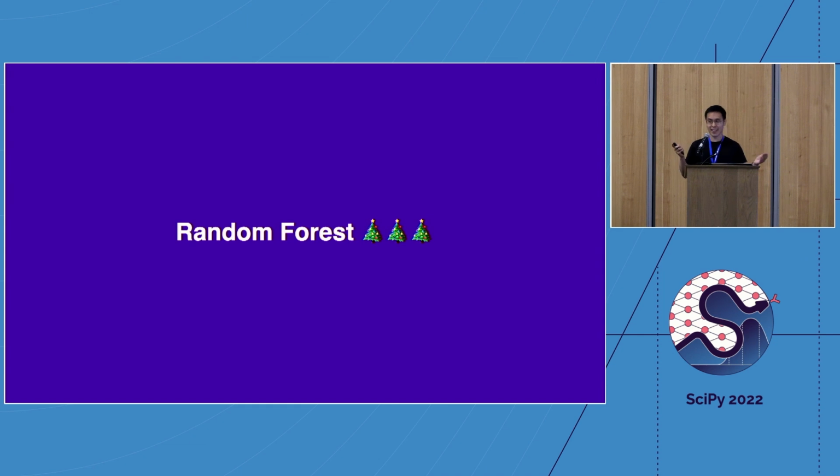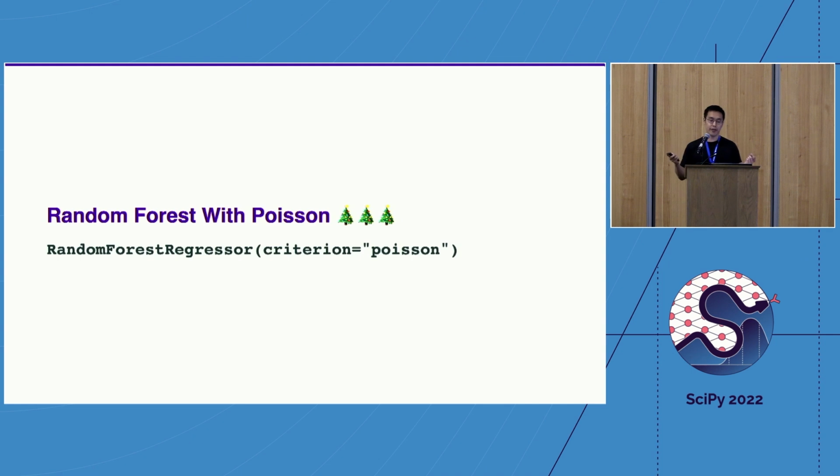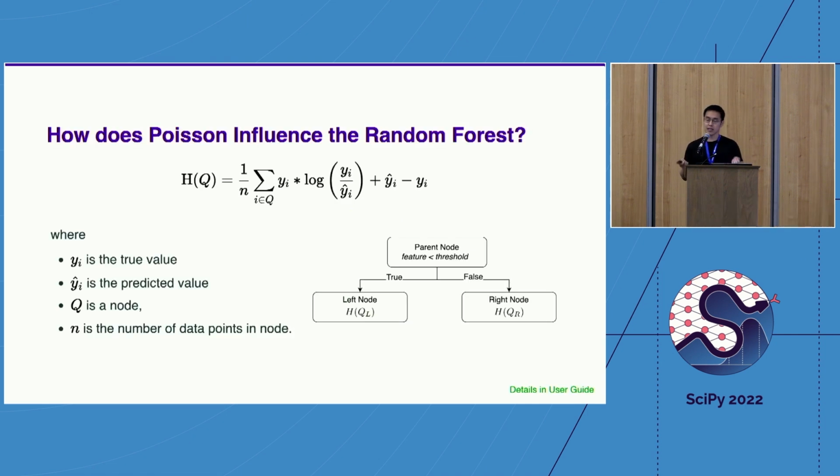Scikit-learn has random forests, and the way you configure this for Poisson is you set the criterion equal to Poisson. And how does this influence the algorithm? Well, with random forests, you build many trees. And using Poisson influences how the nodes are evaluated when you find the best feature and the best threshold while building the tree. So that's basically how it influences the algorithm. There are more details in the user guide, and a link on the bottom right.